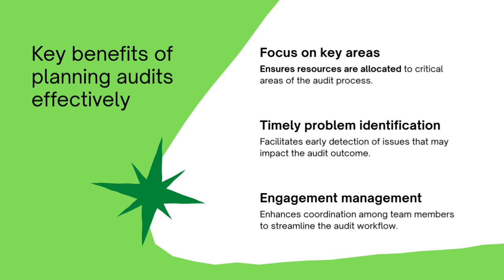ISA 300 breaks planning down into two main parts: the overall audit strategy and the detailed audit plan. Think of the audit strategy as your big-picture game plan. It sets the scope, timing, and direction of the entire audit. This is where you decide things like, what's the overall approach to this company's audit? What are the riskiest areas we need to focus on? When will we visit the client and for how long?